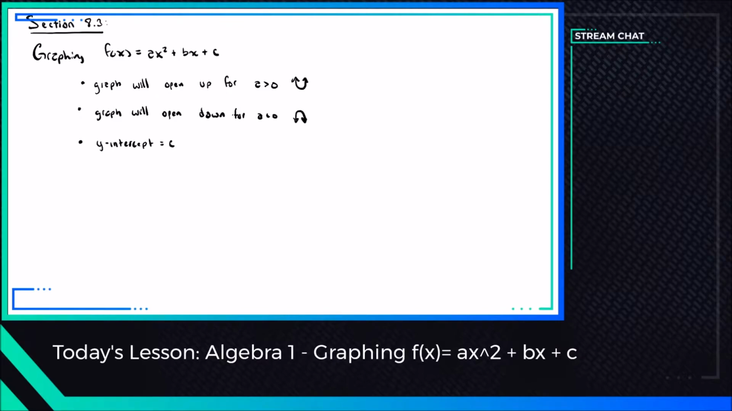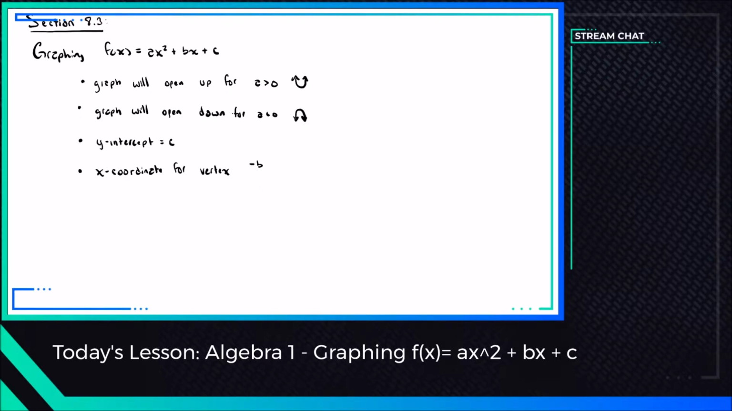The x-coordinate for your vertex will be the following: the negative b over 2a, the opposite of b over 2a. This is also your axis of symmetry. x is equal to the opposite of b over 2a.